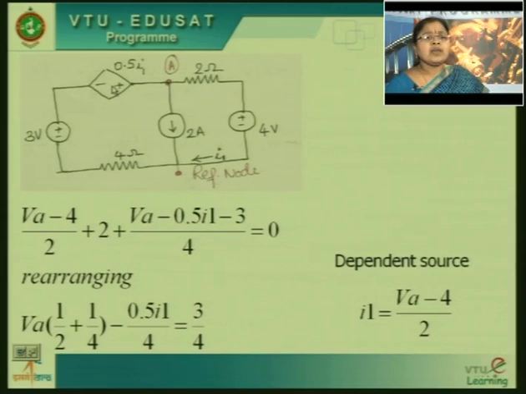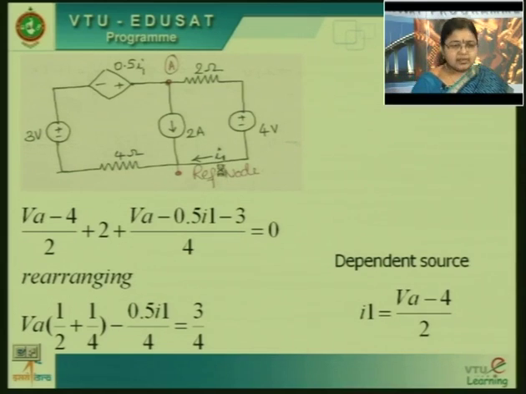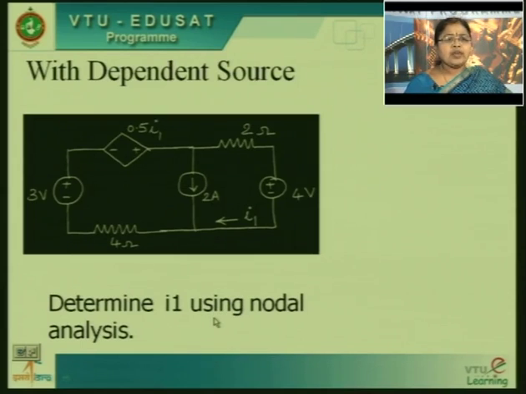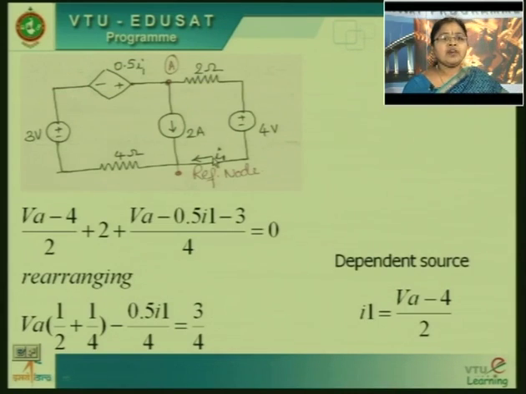Now, let us apply nodal analysis and calculate the value of I1. The problem given is: determine I1 using nodal analysis. So, the first step is to identify the number of nodes. All these 3 elements are connected in series. So, you do not need to take this as one node and this as another node. If you consider them as separate nodes, then your number of equations increases, and nothing else will help you.